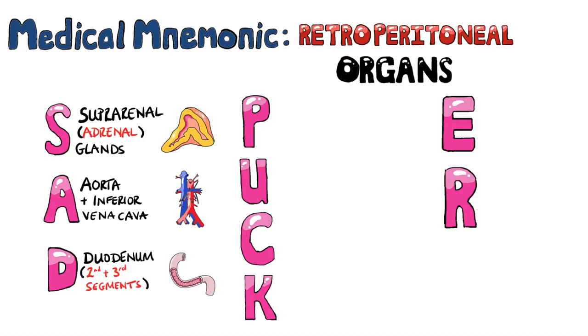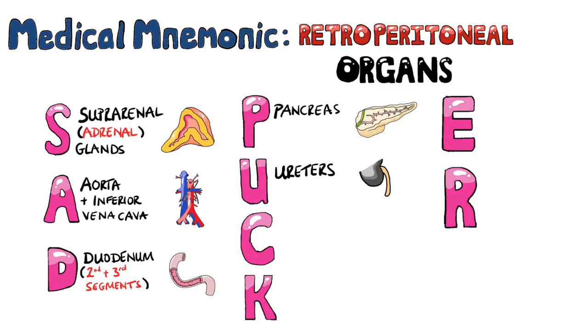The first segment is intraperitoneal for only the first 3 centimeters or so. Then we have the P, which stands for the pancreas, and U, which stands for the ureters. The way I remember the difference between ureter and urethra is that the ureter goes to the bladder.